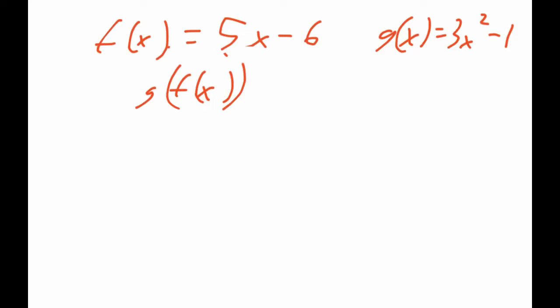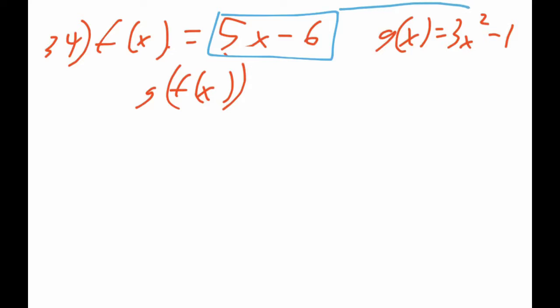Alright, for this next problem, which we're now on problem number 34, I'm going to take this 5x minus 6, because that's the one that's inside, then that's the one to the right, and plug it in here. So I got 3 times 5x minus 6 squared minus 1.